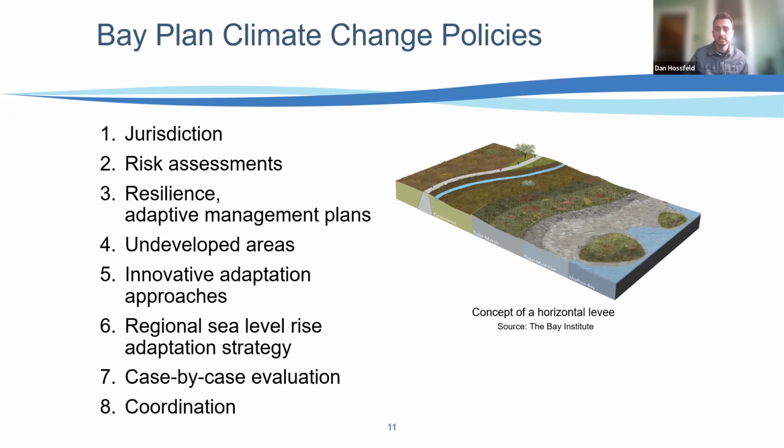So policy 7, basically case by case. Until policy 6 is fulfilled, policy 6 could include some sort of like checklist or specific goals that a project could meet. But until policy 6 is fulfilled, projects should be evaluated on a case-by-case basis to determine the project's public benefits, and to determine that specific site's resilience to flooding and its capacity to adapt to climate impacts.